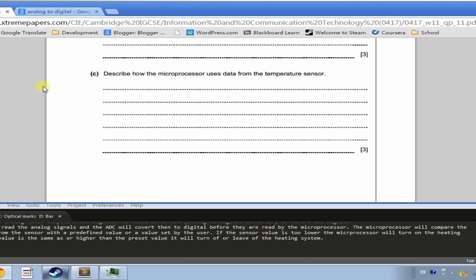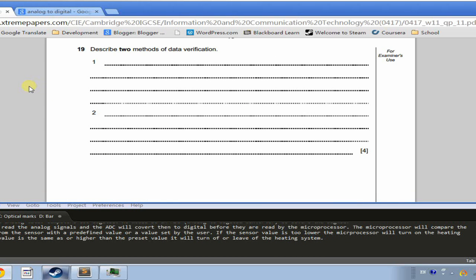So great. So we're now on to our last question. So well done if you made it this far. Describe two methods of data verification. So again, we're jumping back to systems analysis again. So it's a very important area to keep an eye on.